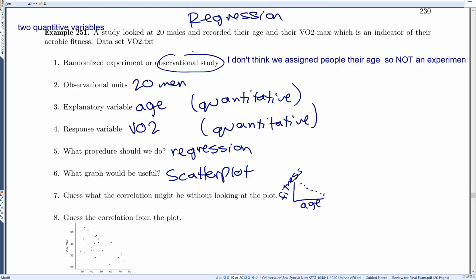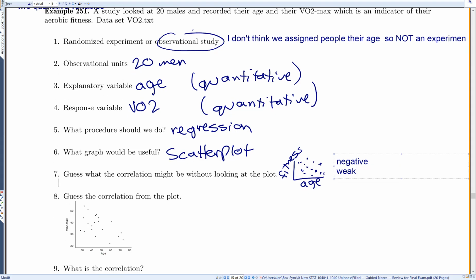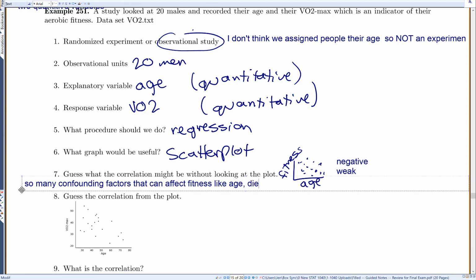I would bet that there's a lot of scatter. So in other words, I think it's going to be negative, and I think it's probably going to be weak. I don't know exactly what the number will be without looking, but it's probably going to be a fairly weak association because there are so many possible confounding factors that can affect fitness. Sorry, age is our explanatory variable; we're looking for other variables like diet and exercise and genetics, etc.